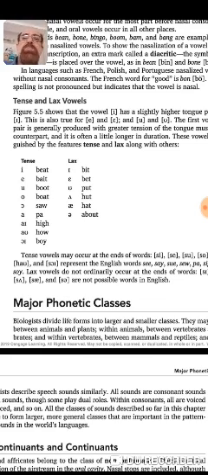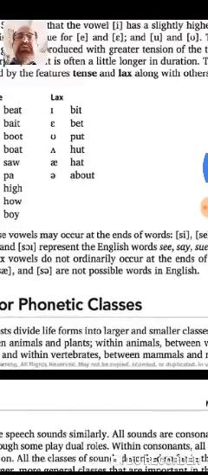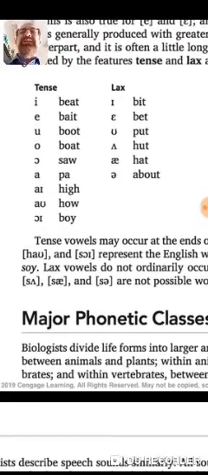Well, lax is the opposite way. Tense, lax. Tense, lax. Okay? So, vowels can be tense or lax. Look at my hand. Tense or lax. Okay? So, the list to the left includes tense vowels. The list to the right includes lax vowels. As easy as that. Tense vowels, lax vowels.